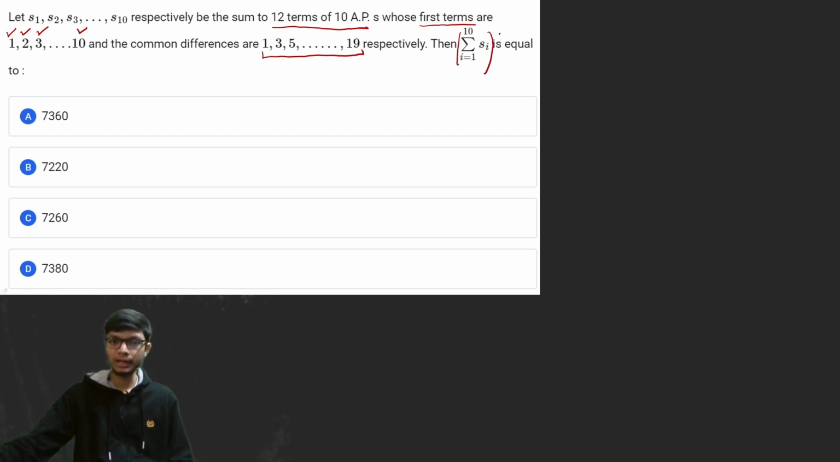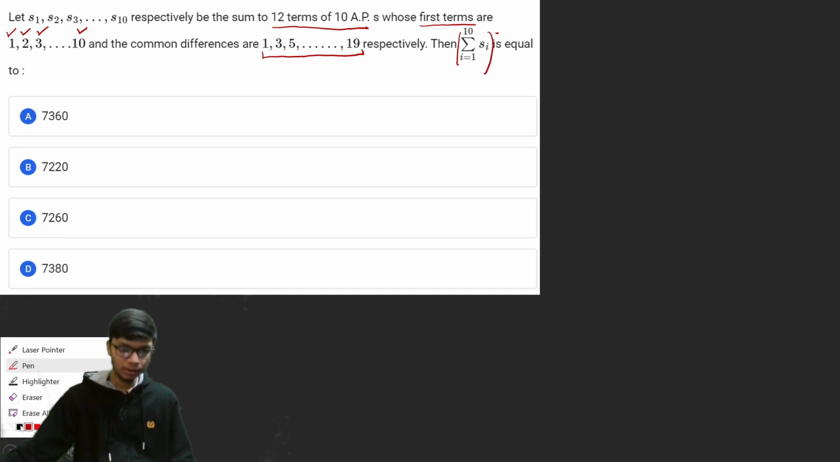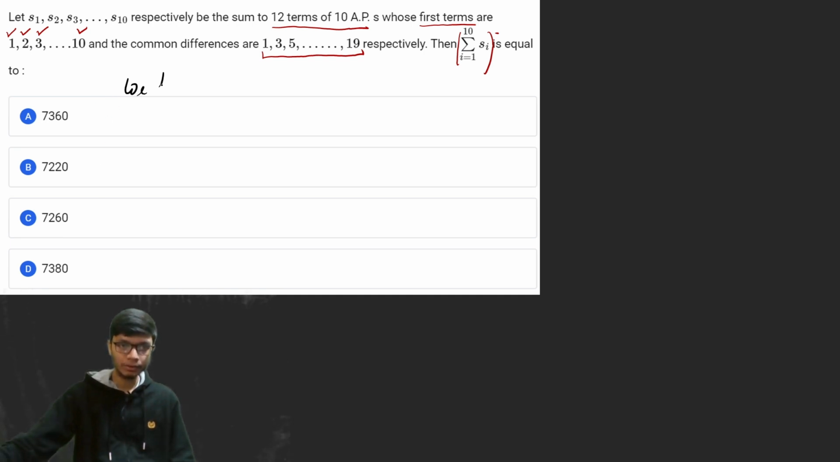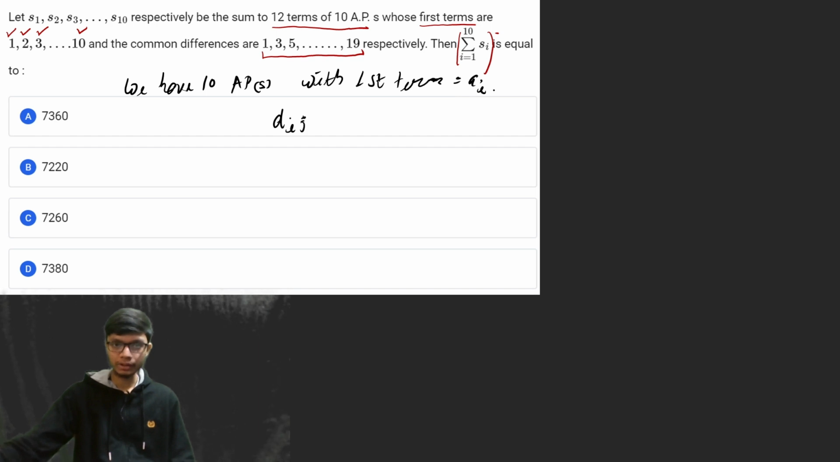Okay, so this is a fairly important problem, but an interesting problem, to be very honest. Now let us check that we basically have 10 arithmetic progressions. So we have 10 APs whose first term is a of I and the common difference is d of I.